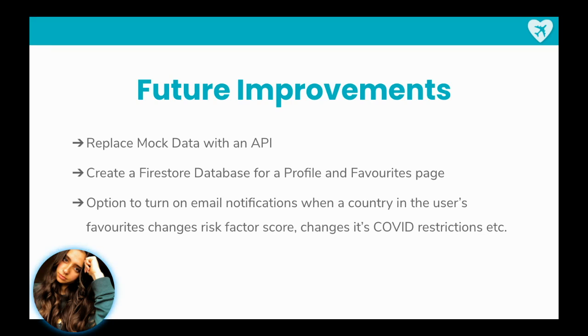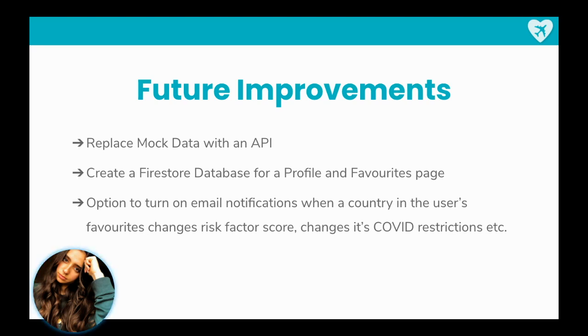So finally, at the end of our presentation, we would like to present the future improvements we would like to make to our app. We have three main things. So obviously the first one would be to replace our mock data with a paid API, or hopefully a free API that may become available in future, which would enable us to display up-to-date information on quarantining, testing, and restrictions for all countries.